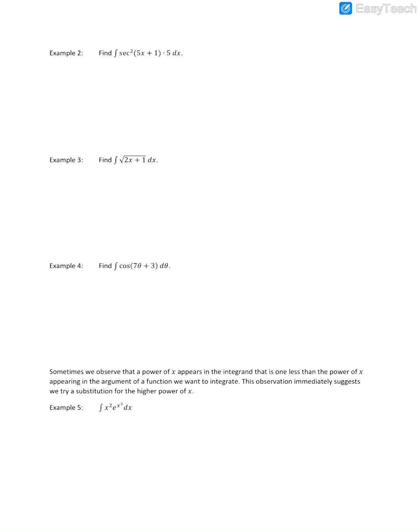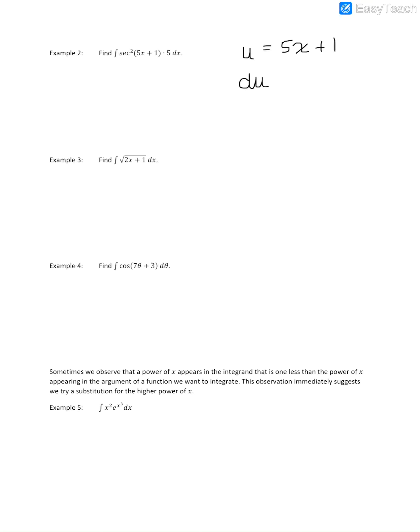On this one, it says secant squared of 5x plus 1 times 5 dx. The thing that's a little bit tricky about this one is the 5x plus 1, because we actually know how to do the integral of secant squared x. We just know that that's tangent x, right? So on this one, my u is going to be 5x plus 1.